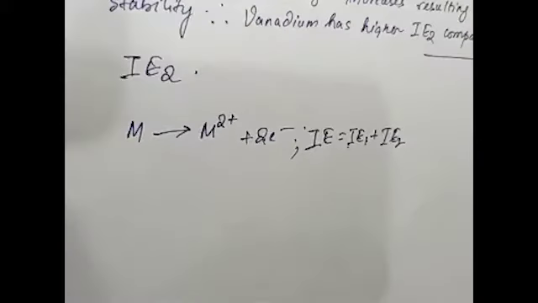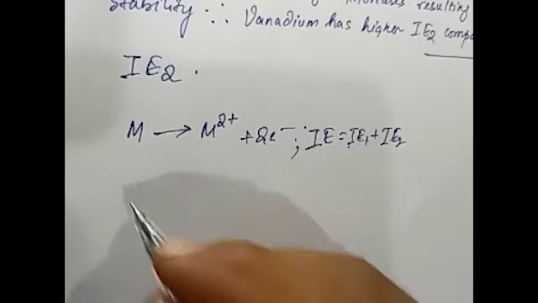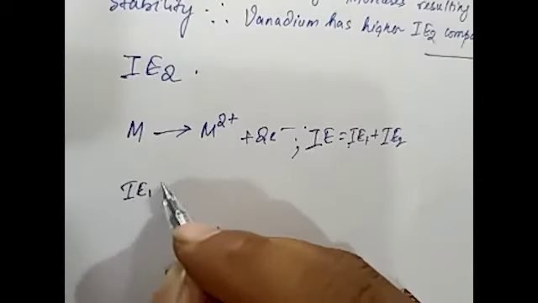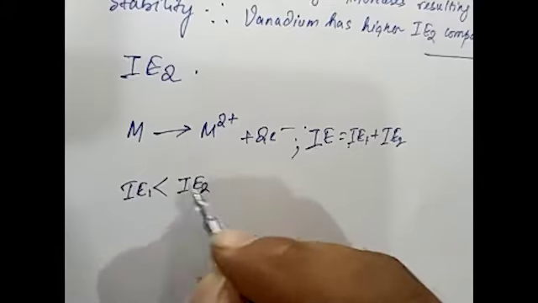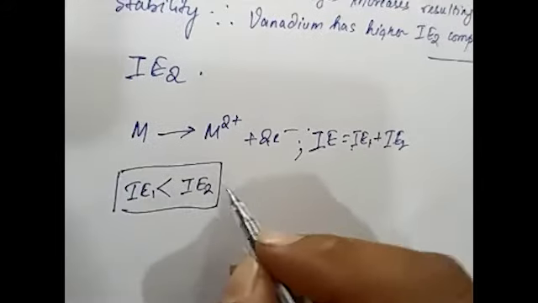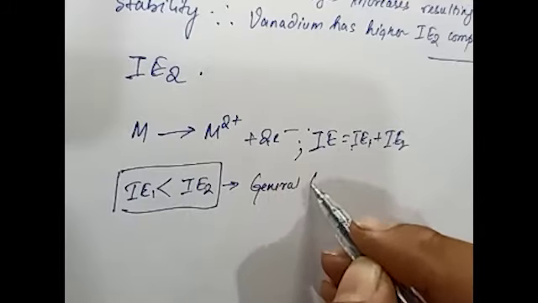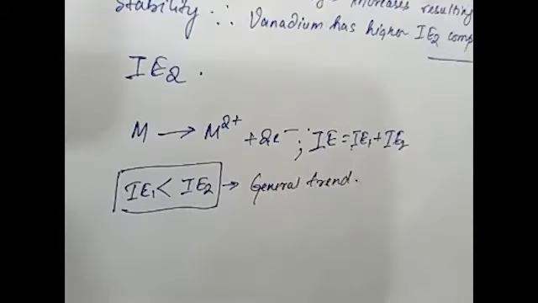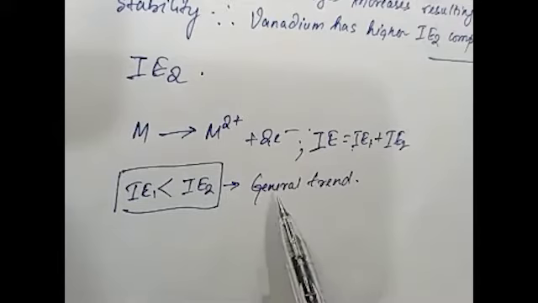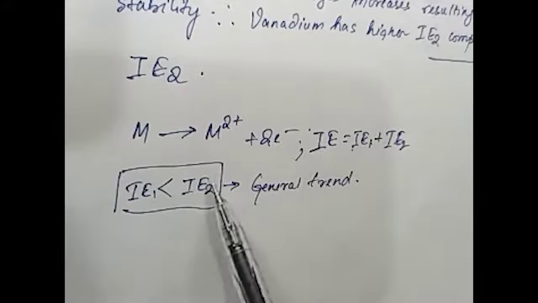Normally IE1 should be lesser than IE2. This is the general trend, and it keeps following the general trend. But sometimes what happens, IE2 might be lesser than IE1. That also is possible. We will see what happens.